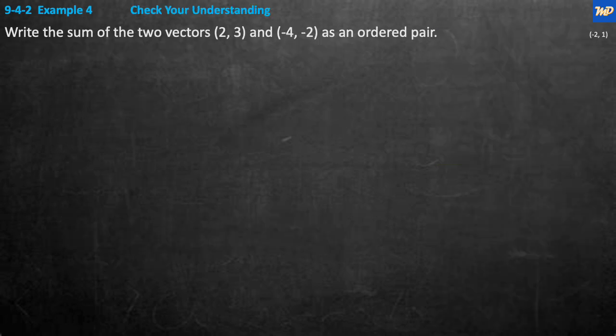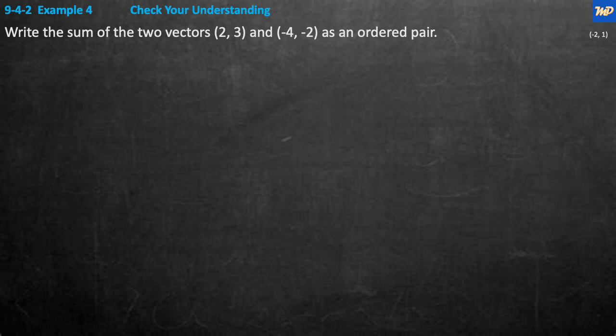Okay, example 4, check your understanding. Pause the video and go ahead and try this problem on your own. It says write the sum of two vectors, 2, 3 and -4, -2 as an ordered pair. Go ahead and pause the video. When you come back, we'll do them together. Okay, I'm assuming you've done that. You're back, so let's look at it.